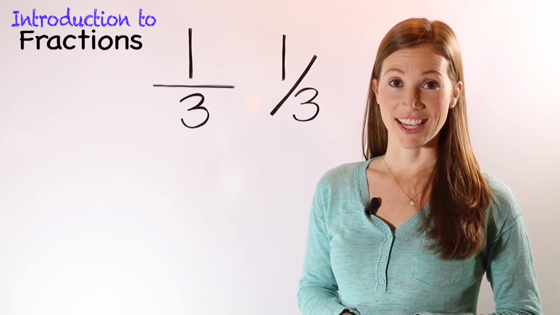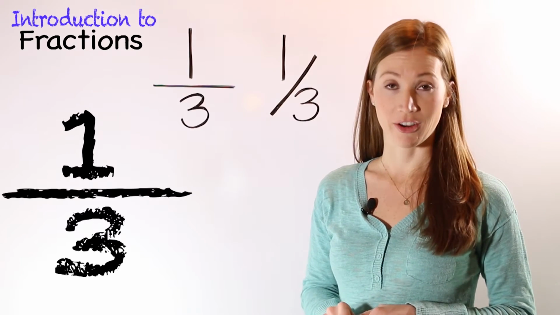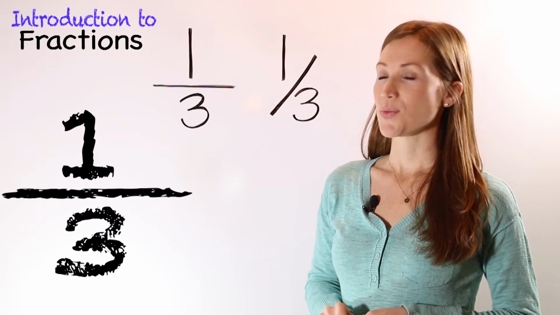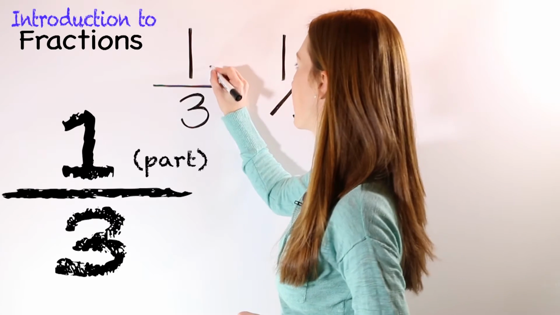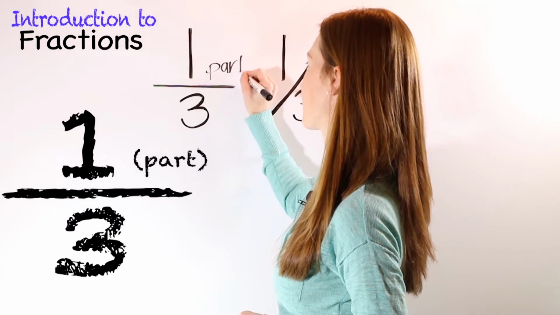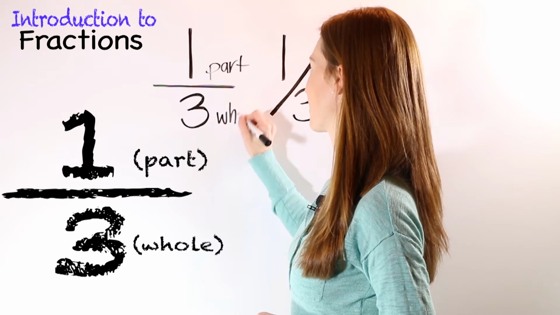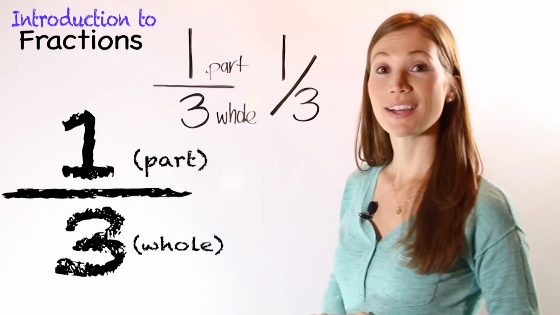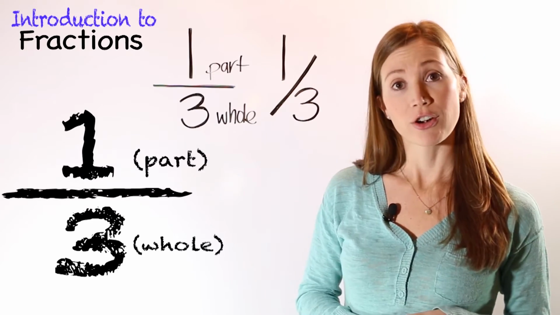Let's look at another fraction together. We read both of these fractions as 1/3. Now, which number is the part? If you said 1, that's correct. And the whole? 3. Great job. Now, what would this fractional amount look like if we were to draw a pie chart?